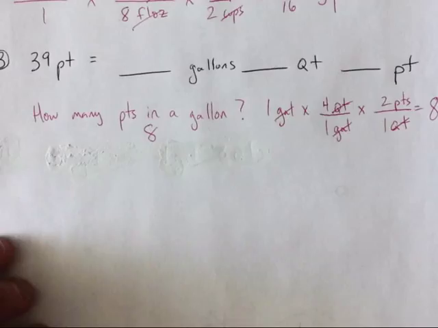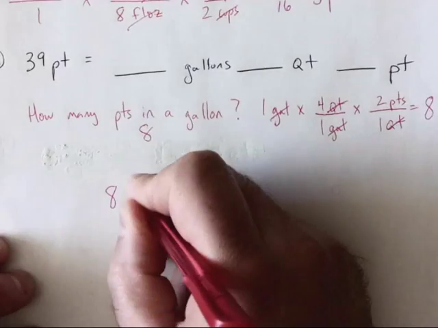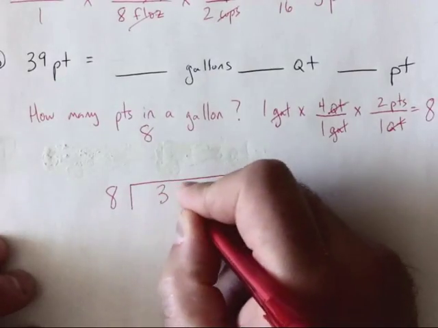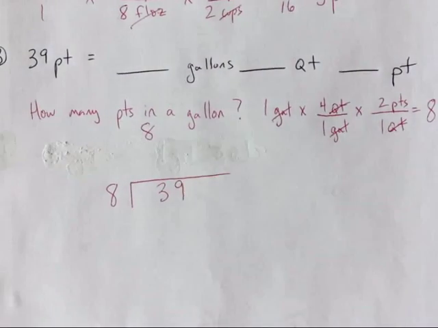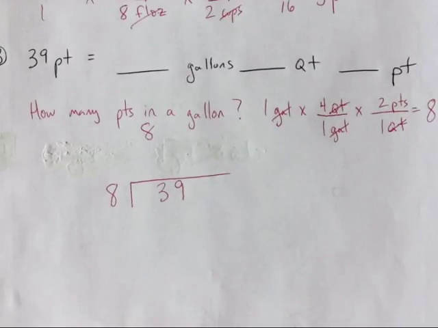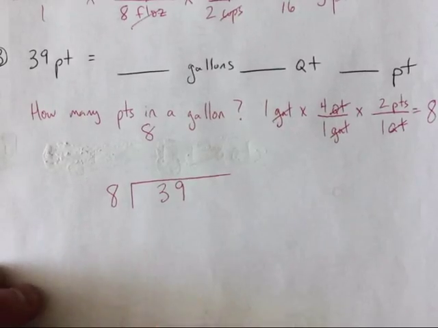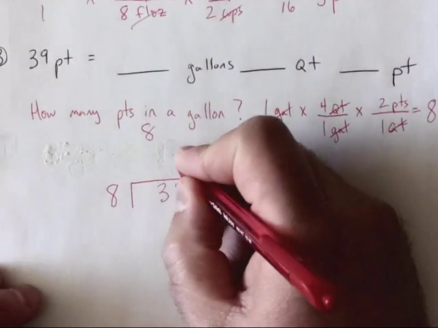So how many pints in a gallon? The answer to that is 8. So why do we need that? Because that's going to give us our divisor. That's what we're going to divide by. We're going to divide 39 by 8. However many times 8 goes into 39 completely, a whole number of times, that'll be the number of gallons that we have. So if I divide that out, 8's going to go into 39 at most 4 times.